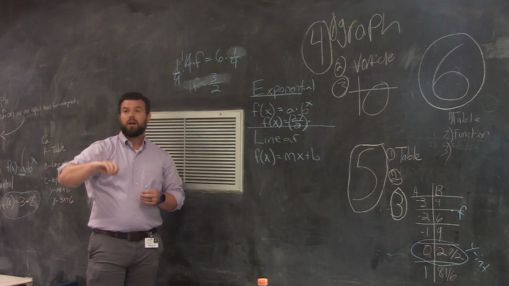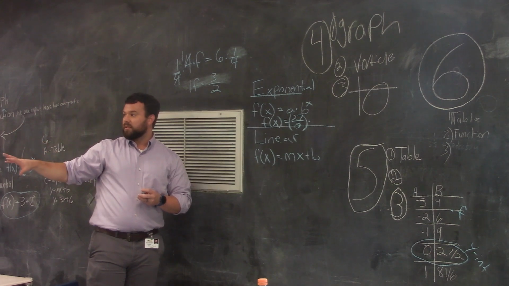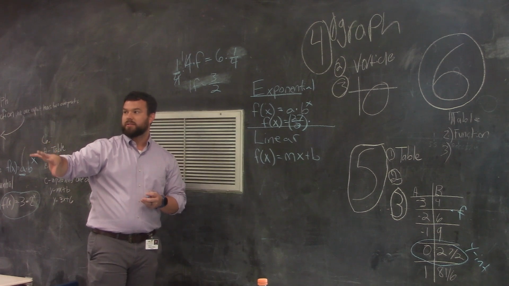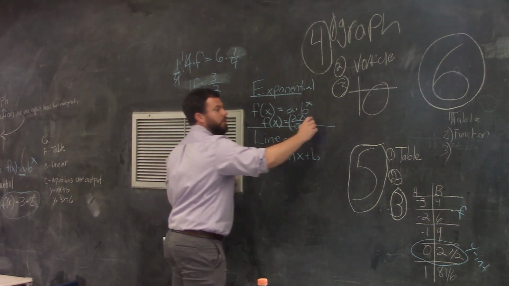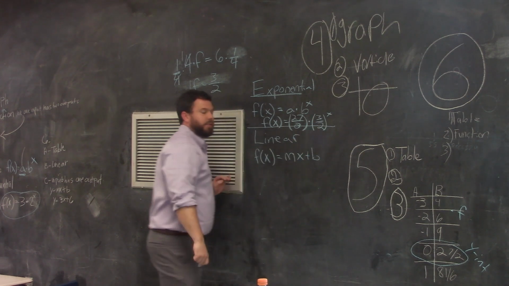Okay. I'll work with you in a second, but hopefully, does this make sense how I'm getting my constant factor for some of us that were missing it earlier in writing our equation? So, notice this B becomes 3 halves raised to the x.